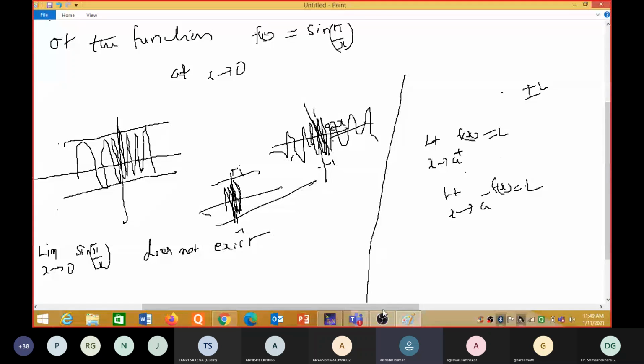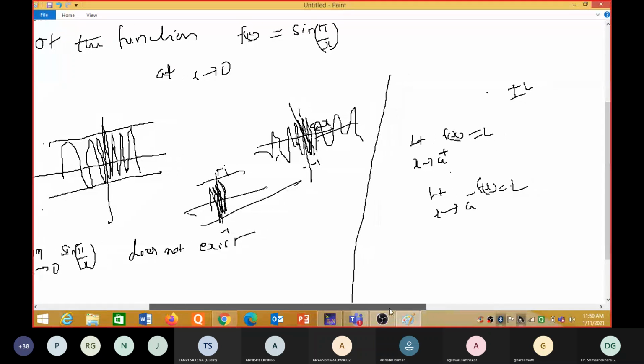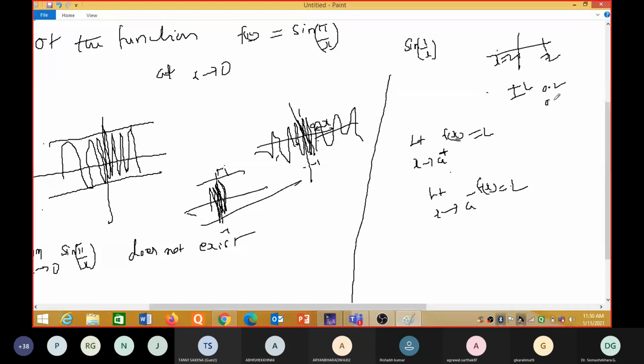You draw the plot using MATLAB software. You draw the graph of sin(pi/x) and see the behavior when x tends to 0. You can plot from x equal to 2 to x equal to minus 2, or do it by hand. See how the graph behaves when x tends to 0. Take 0.2, 0.001, 0.0001, and see the graph. You will understand how it is actually behaving when x tends to 0.